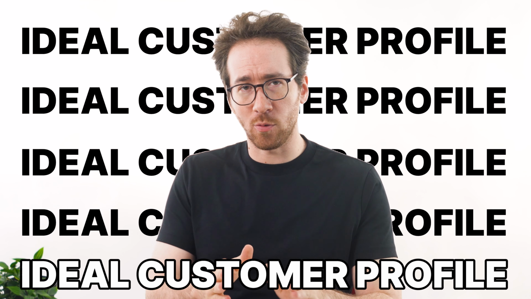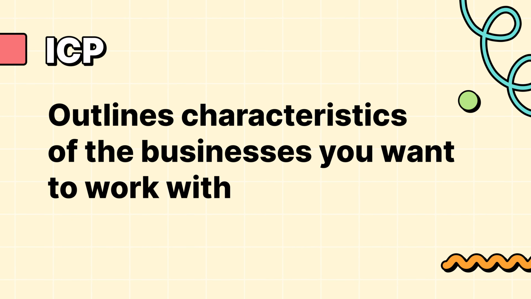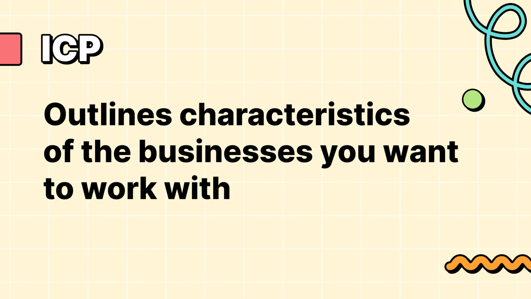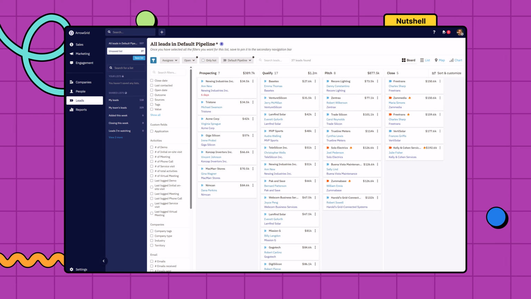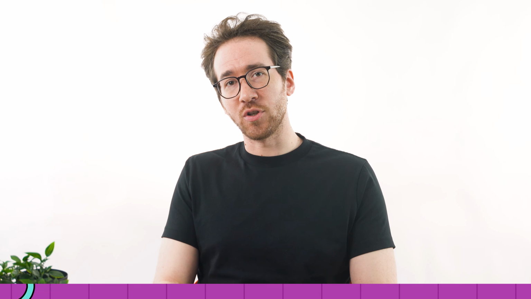To launch an ABM campaign, start by figuring out which businesses you want to target. To do that, it can be helpful to create an ideal customer profile, or ICP. An ICP outlines the characteristics of the businesses you want to work with. To create an ICP, take a look at, you guessed it, your customer data. It's helpful to have a platform like a customer relationship management tool, or CRM, for storing and analyzing your data.